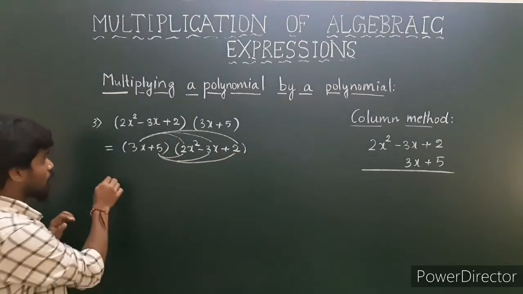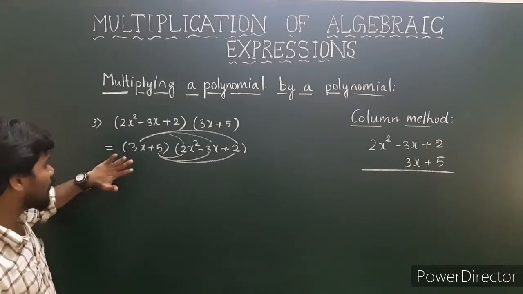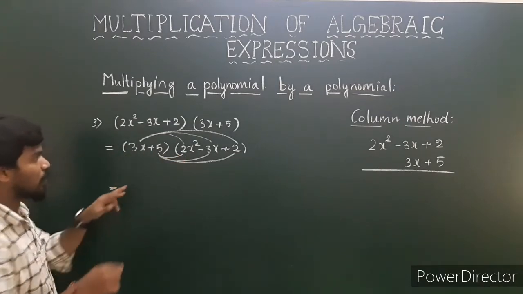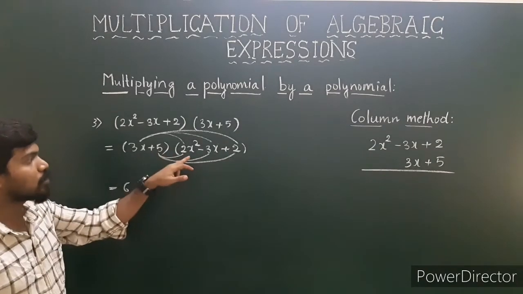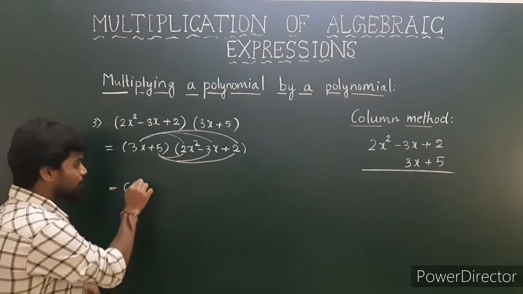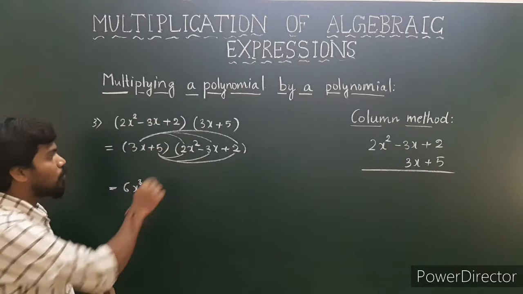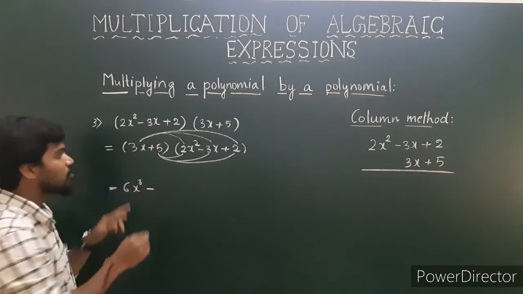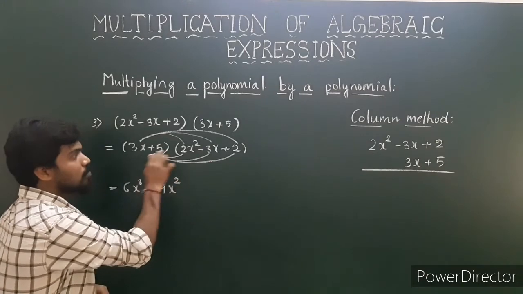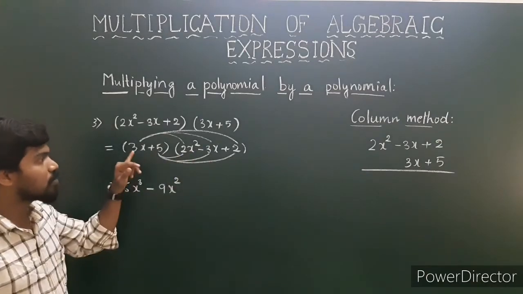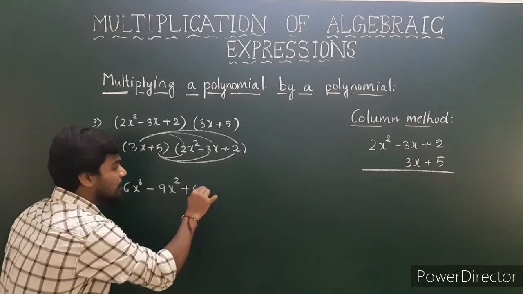Now 3x into 2x square. 3 2s are 6, x into x square, you get x to the power 3. Next, 3x into minus 3x, so plus into minus, 3 3s are 9x square, x into x, you get x square. So next 3x into 2. 3 2s are 6x.